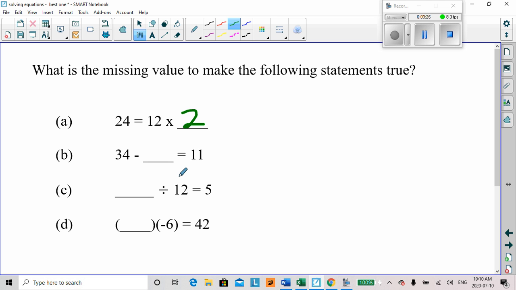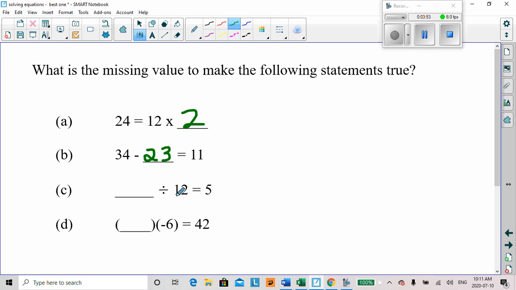What do we subtract from 34 to get 11? Well, if I'm going to make this 4 into a 1, I'm going to have to subtract a 3. And if I'm going to make this 3 into a 1, I'm going to subtract 2. Now I'm going to check that in my calculator and make sure that that's right. 34 minus 23, yep, that's 11.